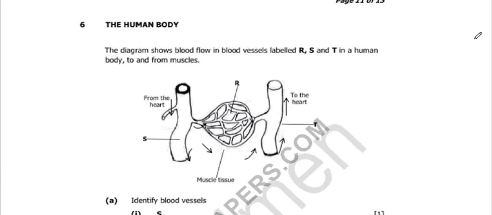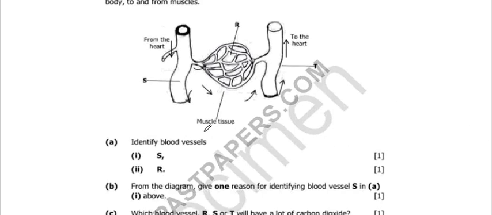Now here's question number 6, and question number 6 is on the human body. It says the diagram below shows blood flow in blood vessels labeled R, S and T in a human body to and from muscles. We've got from the heart going down, and we've got to the heart going up. We've got S, we've got R, and we've got T. Identify blood vessels S and R. So blood vessel S is an artery, whilst blood vessel R is the capillaries.